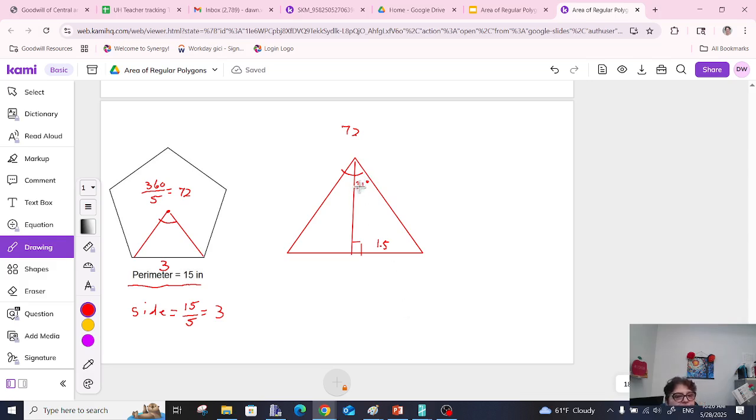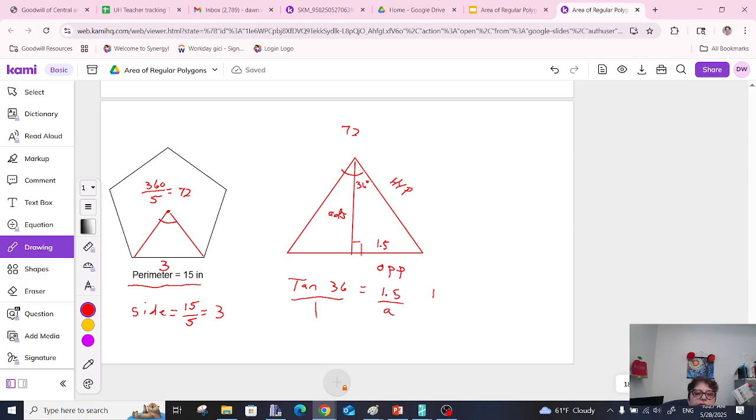Now, I'm going to use trigonometry to find this apothem. So 36, this is opposite. Hypotenuse is here, but I don't care about the hypotenuse. This is adjacent. What trig function am I going to use? Tangent. So tangent 36 is equal to 1.5 over, and I'm just going to call this A for apothem. I cross multiply.